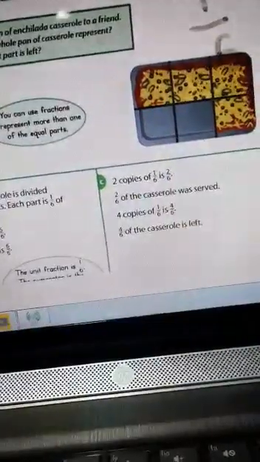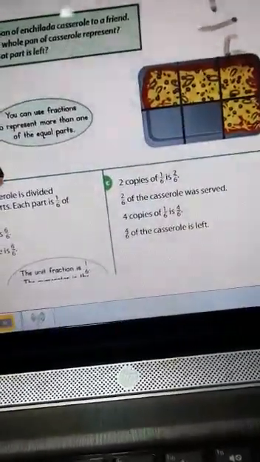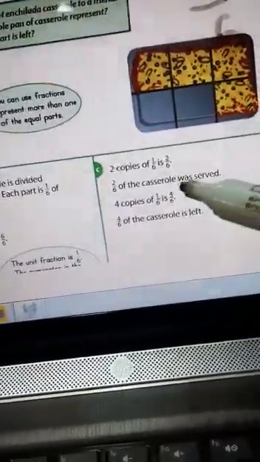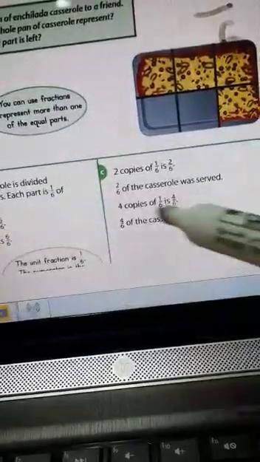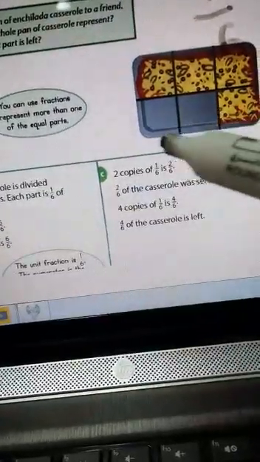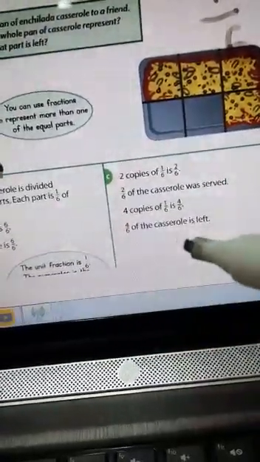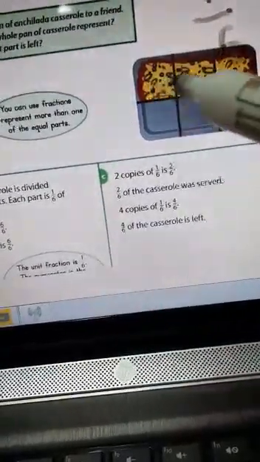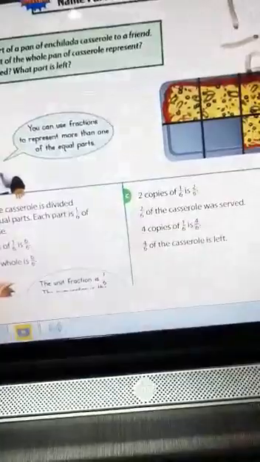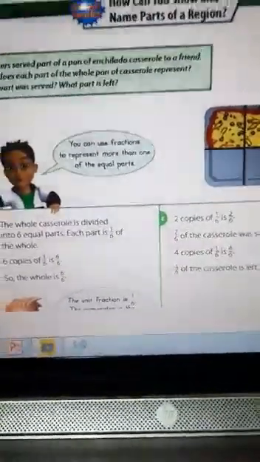So you should be specific in explanation. You will say each unit is 1 of 6. 4, the left, 4 of 6. 2 served, 2 of 6. So 4 of 6 of the casserole is left. Here, the 4 which are not eaten till now, left. Did you understand? Now, let's see the last part.